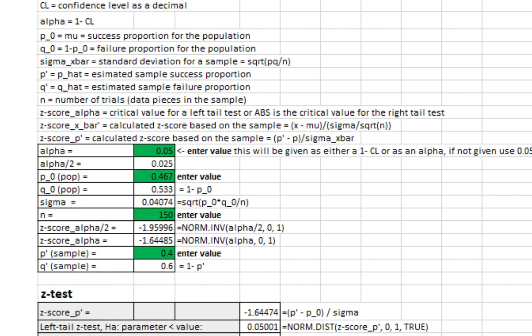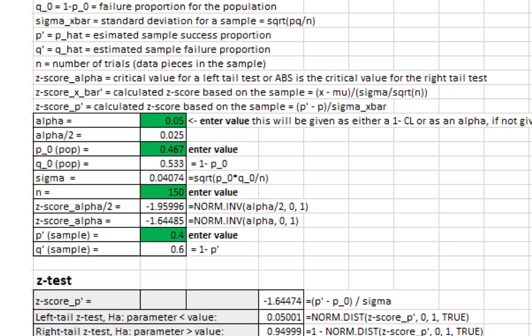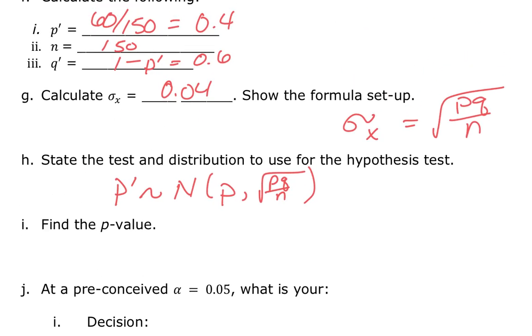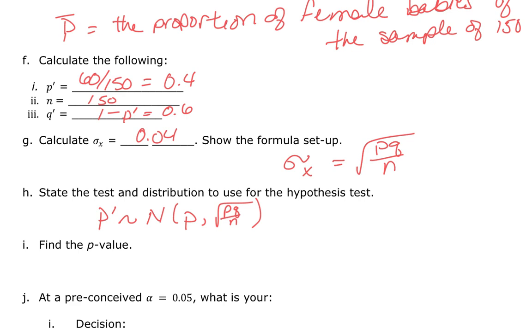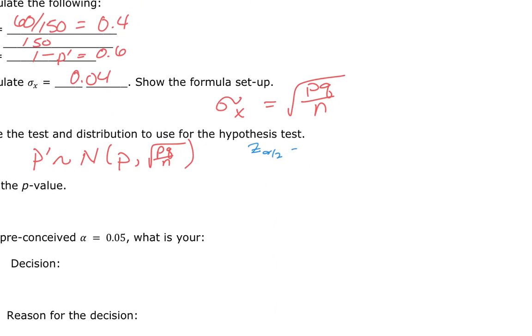I can also make that decision based on my alpha and my p-value. Because it's a two-tail test, here is my p-value. It is 0.10 approximately. So let's go back up and put that information in there. It's not asking me for it, but I am going to give it to you. The z-score for the alpha divided by 2, because we decided up here it was a two-tailed test, is negative 1.959954. The z-score for the p prime, we got it to be negative 1.64474.